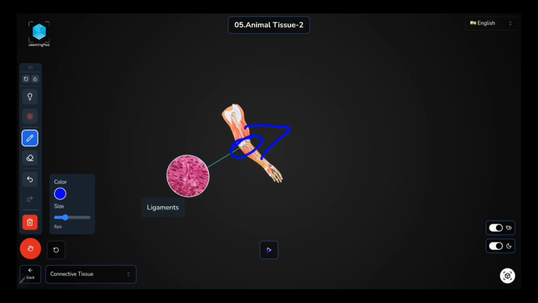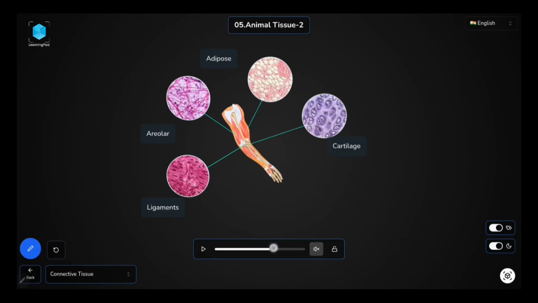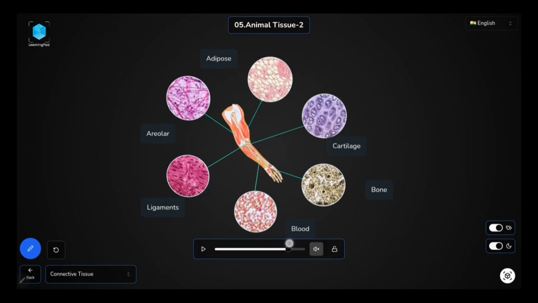Now if you see the ligament, you can see different types of connective tissue. One is ligament, another is areolar tissue, another is adipose tissue, then cartilage, then bone. These are different types of connective tissue. Connective tissue supports and separates the other tissues and organs, and examples of connective tissue are bone, blood, ligament, cartilage, areolar and adipose tissue.